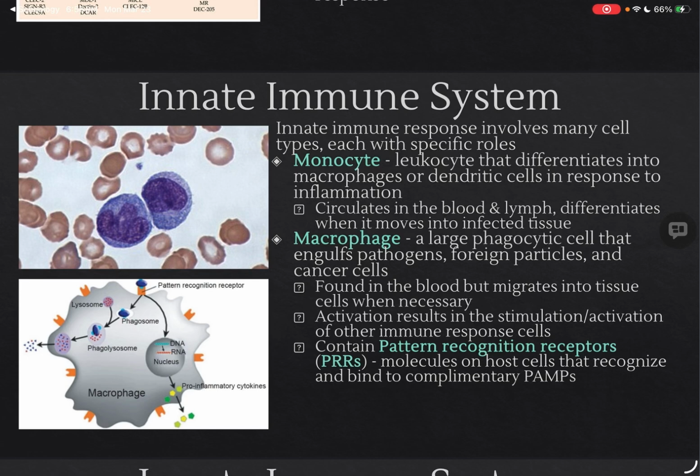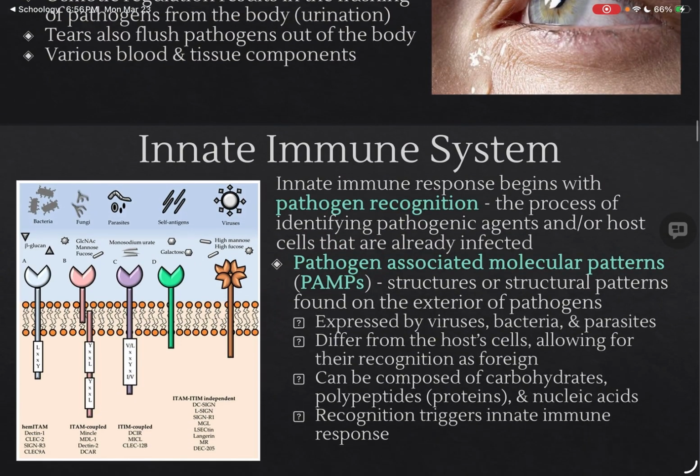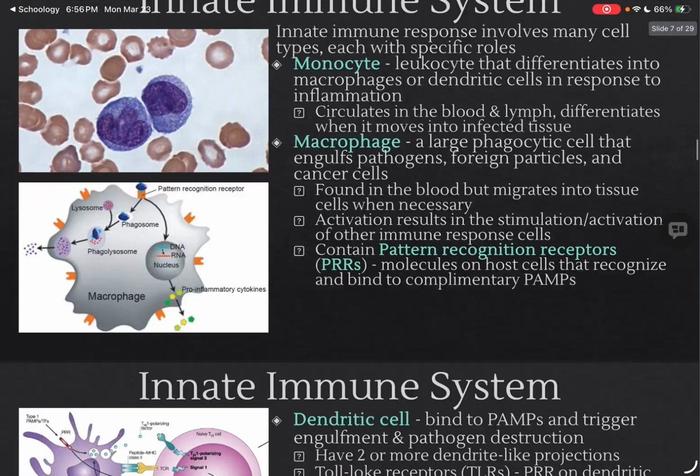And our macrophages also contain pattern recognition receptors, PRRs, and these are molecules on host cells that recognize and bind to the complementary PAMPs. The PAMPs, which we previously discussed as pathogen-associated molecular patterns.